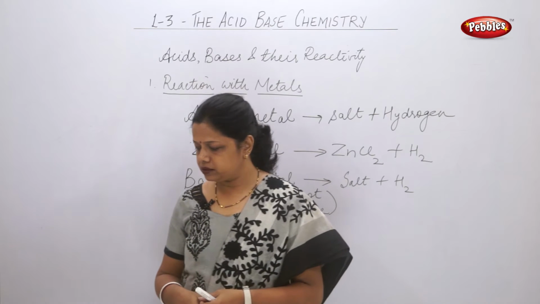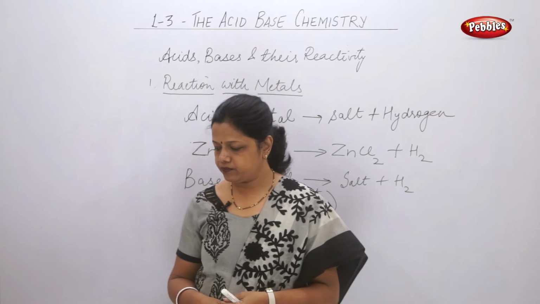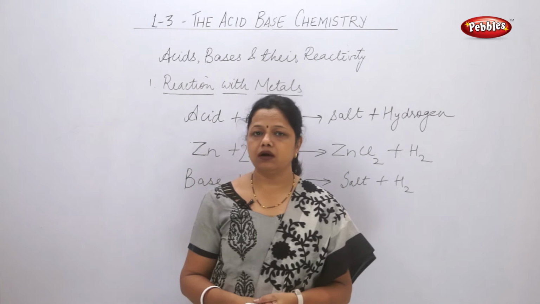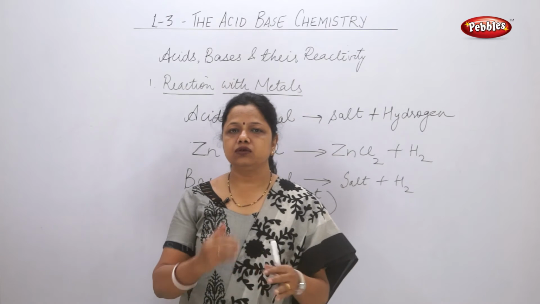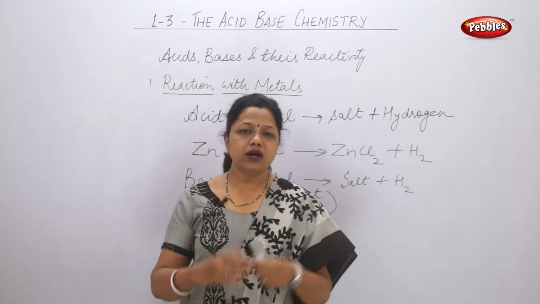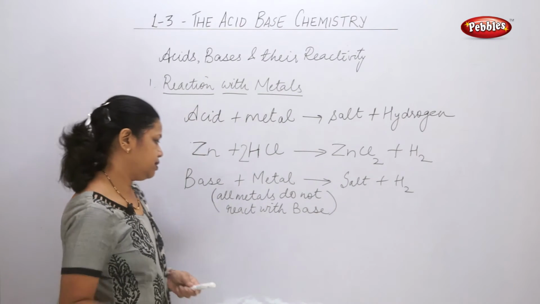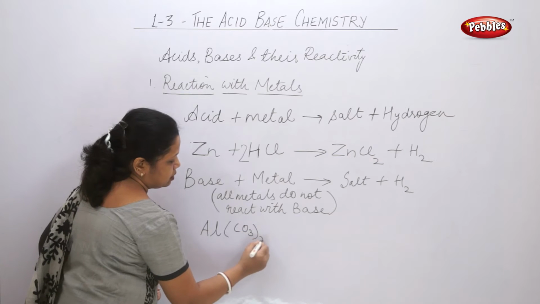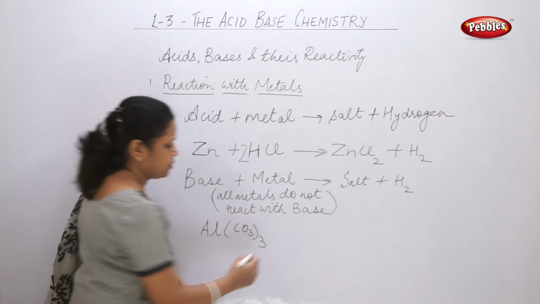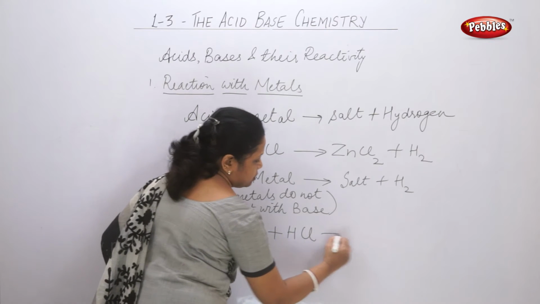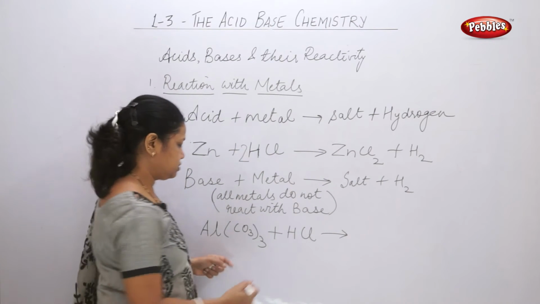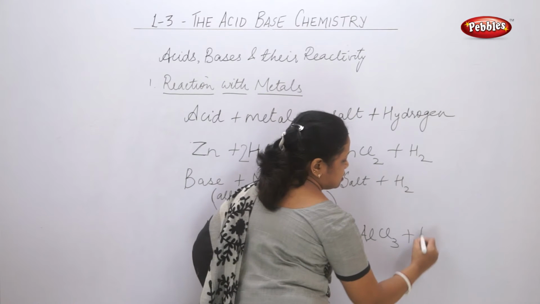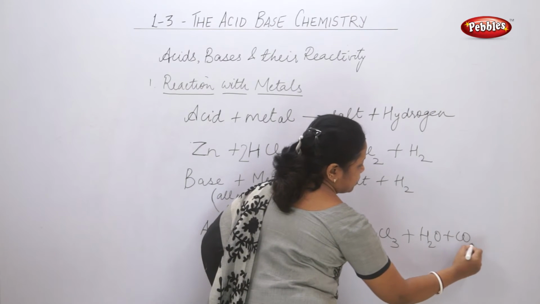Add dilute HCl to it. Do not allow the gas to escape. Through the delivery tube, allow the gas to pass through the decanted solution of chalk with water. Now chalk with water solution becomes lime water. And what are they telling us? I'll just show you with the help of a reaction. Aluminium carbonate, Al2(CO3)3, reacts with HCl and gives out a salt which is called AlCl3, plus water plus carbon dioxide.